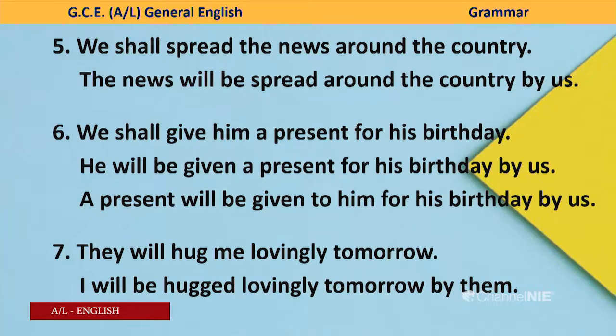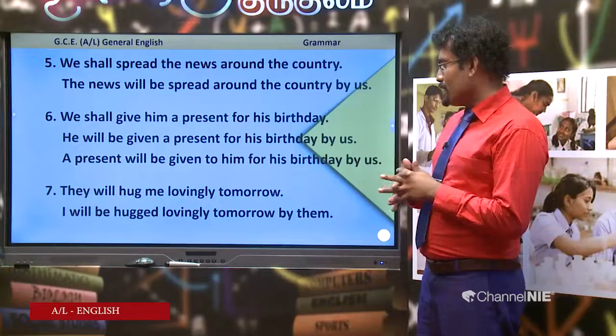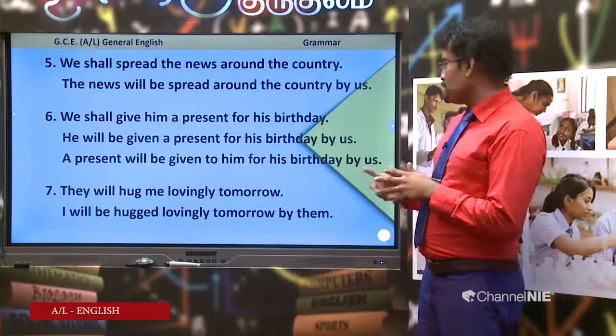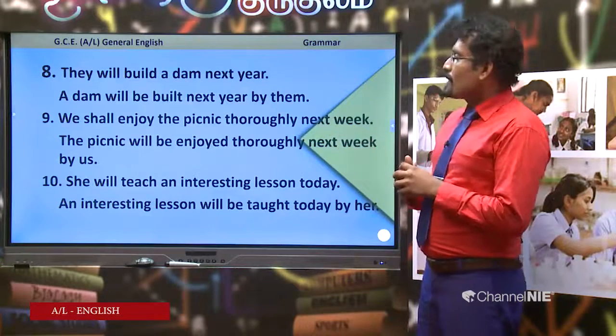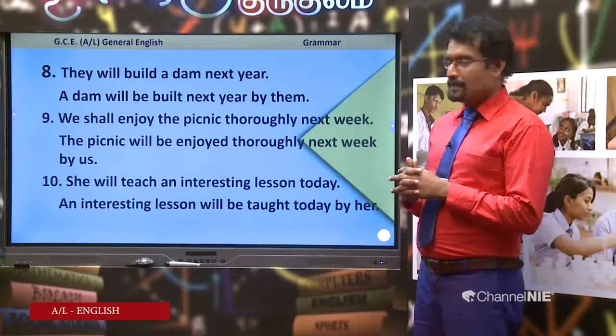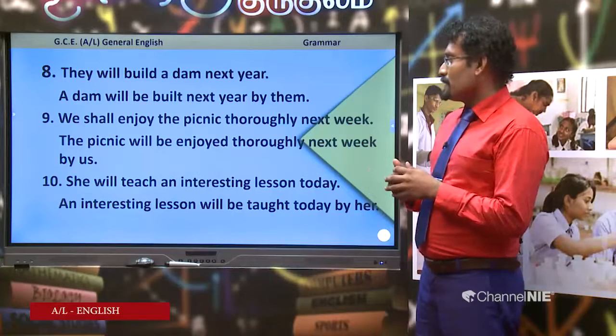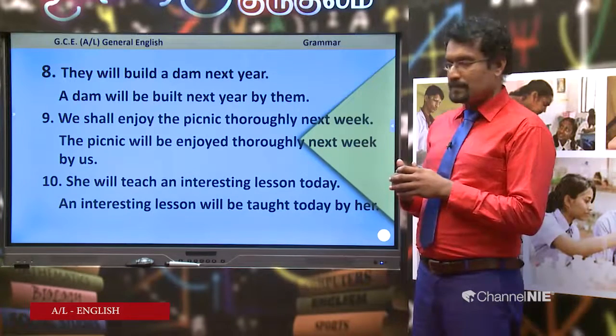They will hug me lovingly tomorrow. Me becomes I there. I will be hugged lovingly tomorrow by them. Next sentence. They will build a dam next year. A dam will be built next year by them.